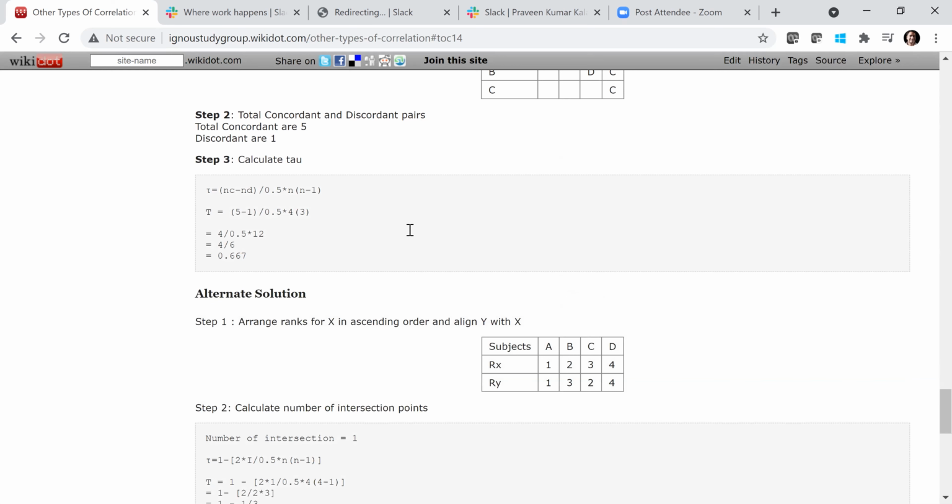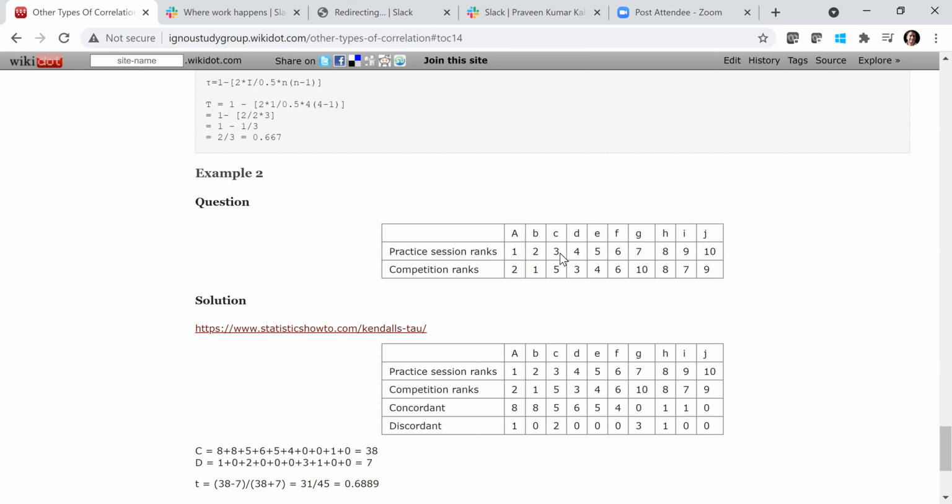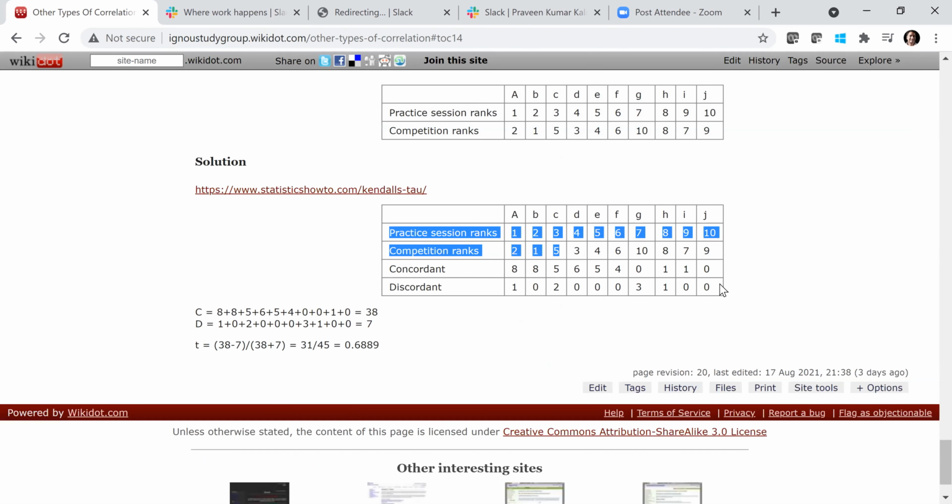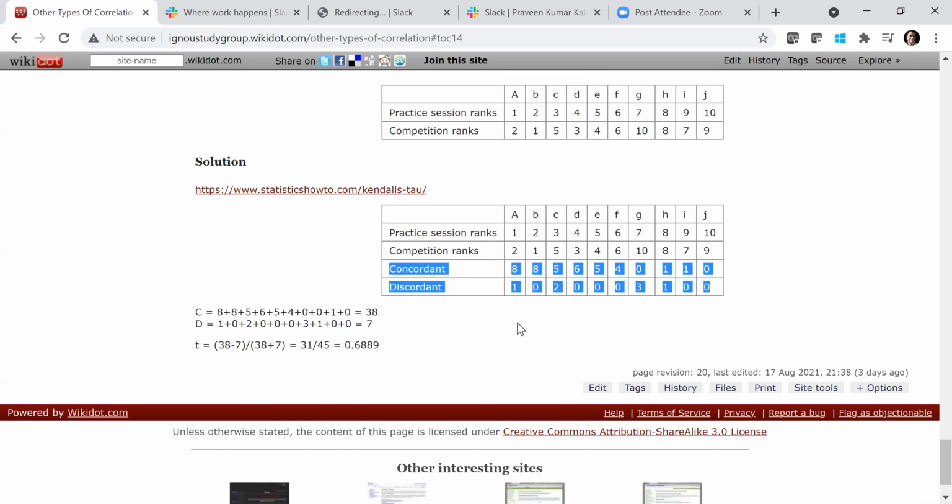Okay. So did we understand how exactly we were calculating the concordant and discordant? In the first practice session, rank 1, the second is 2. The concordant is 8 because there are 8 more than the first one. So this concordant is 1.